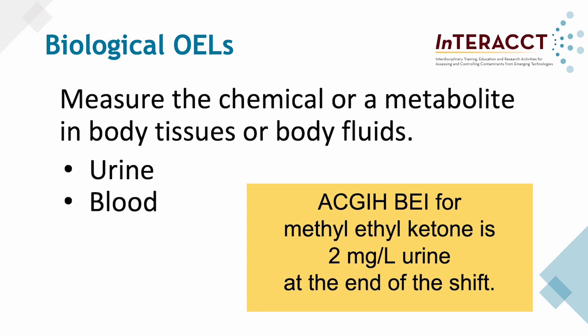An example of a biological exposure limit in urine is 2 milligrams of methyl ethyl ketone in urine, measured at the end of the shift.